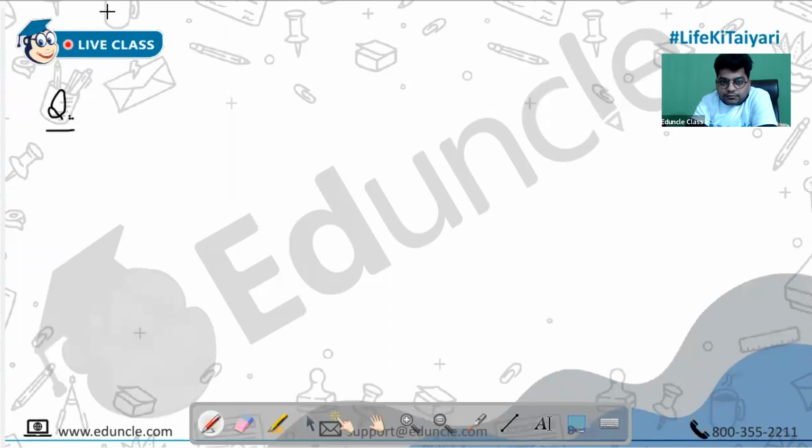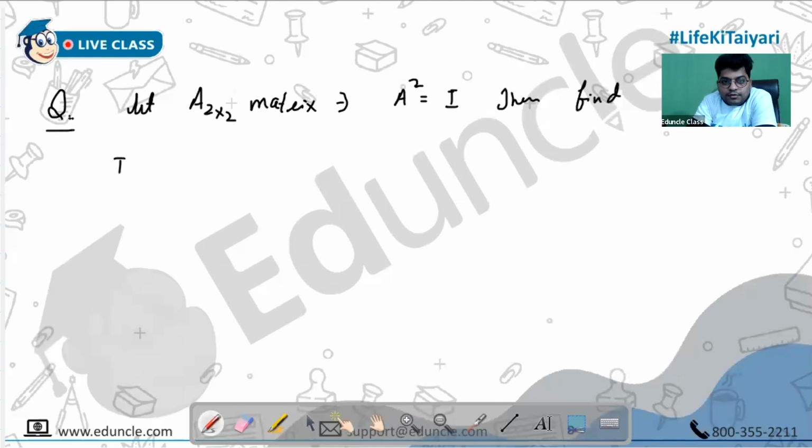So this is clear of the minimal polynomial. So there is one question. Let A be a 2 cross 2 matrix such that A square is I. Then find the trace of A. I am giving some problems like this on eigenvalue, eigenvector. Then you will ask whatever question you have doubt. Okay. So A is a 2 cross 2 matrix such that A square is equal to I.